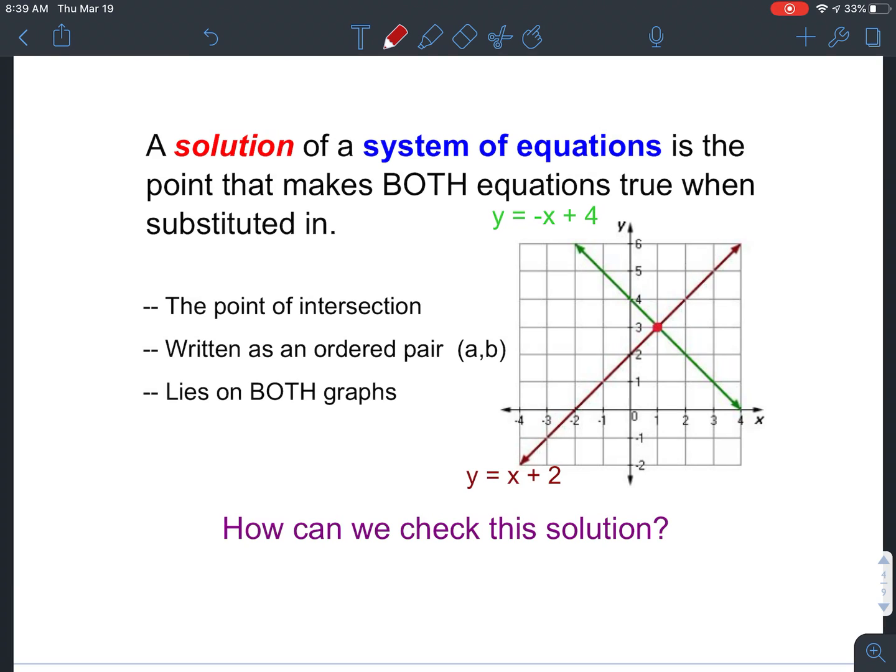We write it as an ordered pair. Okay, so we're going to write it as a comma b, x comma y, whatever it may be. And we need to make sure that it lies on both graphs. Okay, because again, it's only a solution to both equations if it falls on both of the graphs. So if we take a look at this picture on the right, okay, what is the solution to this system of equations? Well, it's 1, 3.